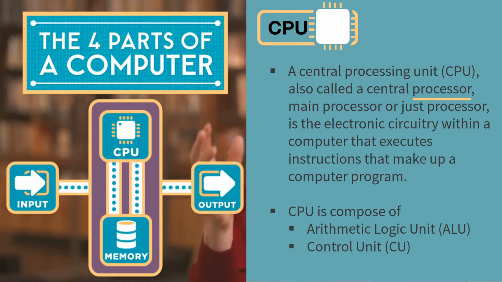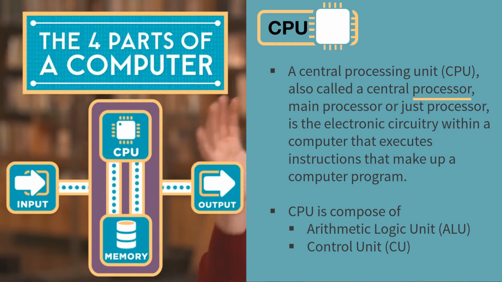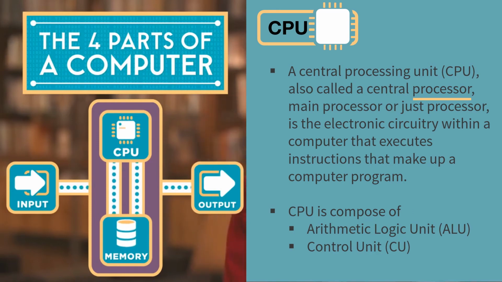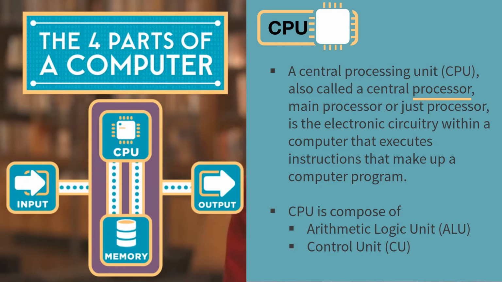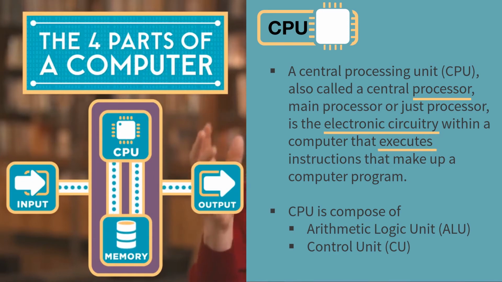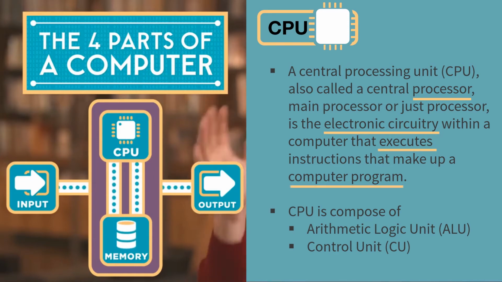So a central processing unit is a processor, or what we call a microprocessor. Basic examples of processors are i7, i3, AMD, and others. It is a processor which is composed of electronic circuitry that executes instructions.